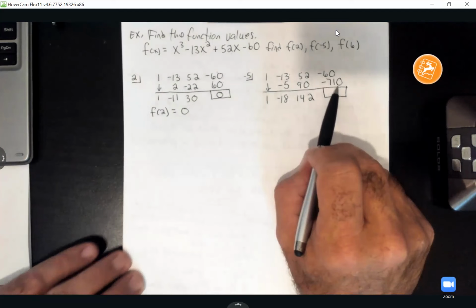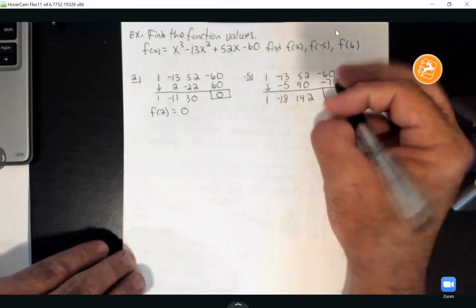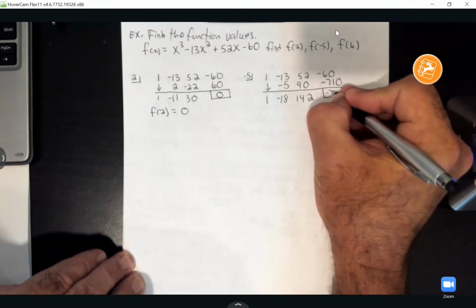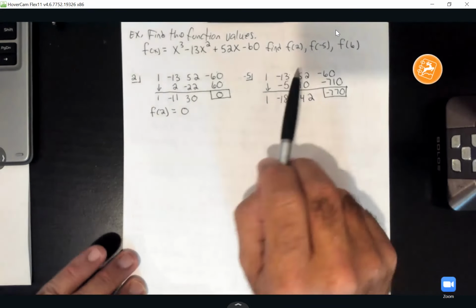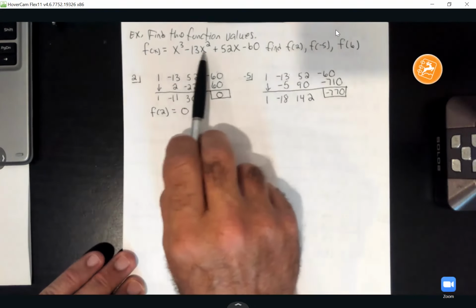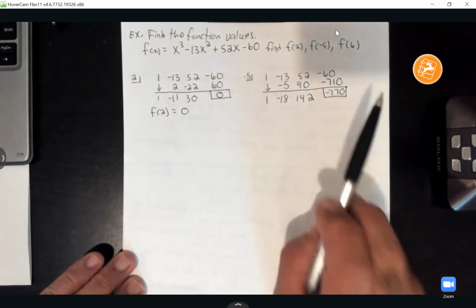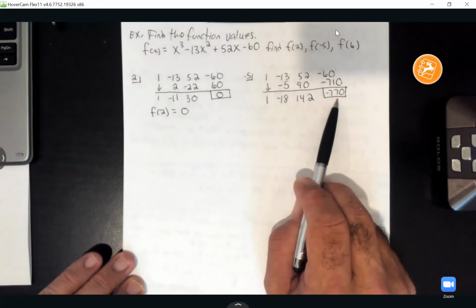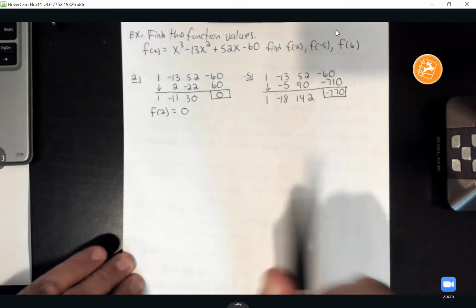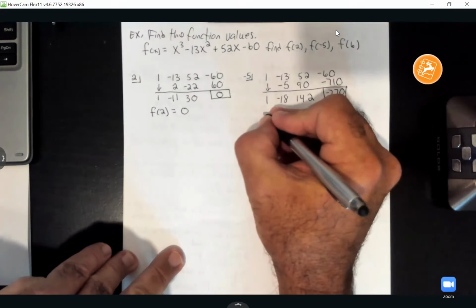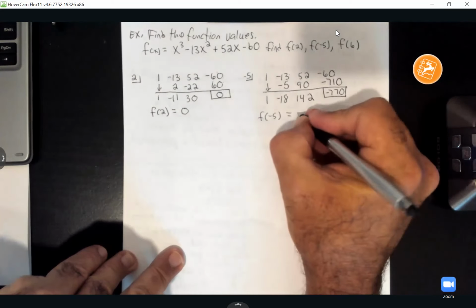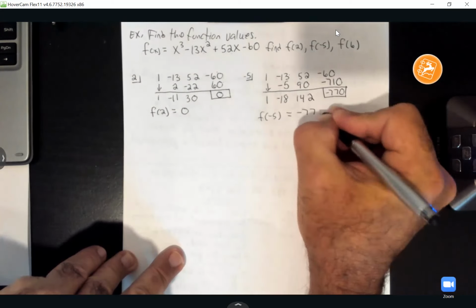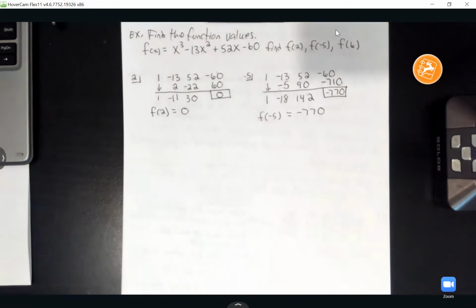So I'm going to add that negative 710 and that negative 60, and that gives me a negative 770. So if I put a negative 5 into this equation, that's what it's going to give me, negative 770. So that means f of negative 5 equaled a negative 770.